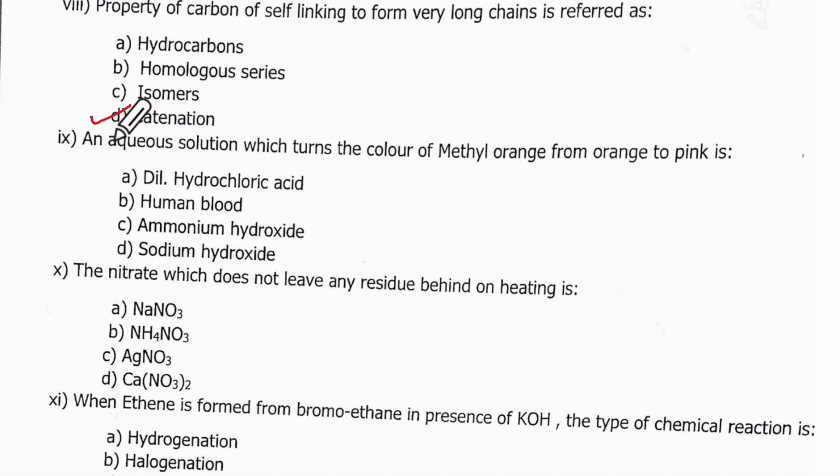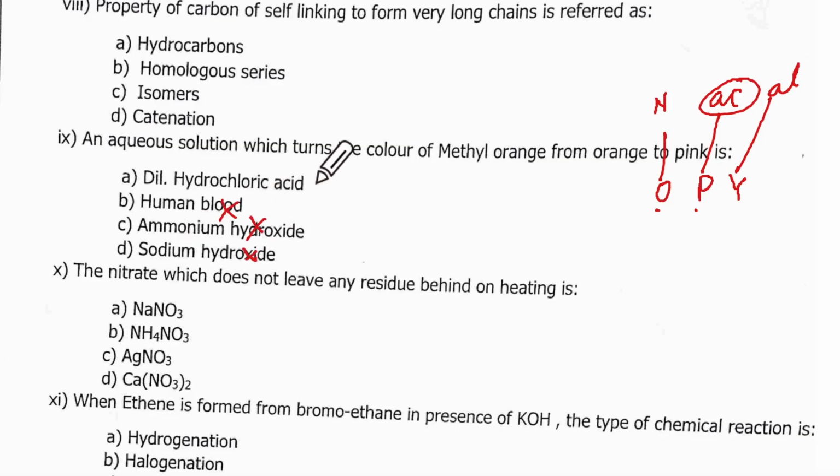The aqueous solution which turns the color of methyl orange from orange to pink. Remember methyl orange OP, and this was to be learned by heart. Remember I told you OP, CCP and PCP, correct? So if they ask you for methyl orange, just remember OP. This will be neutral, this is acidic, and this is alkaline. They are saying which one will turn from orange to pink, means acid. Where is the acid over here? Not this, not this, not this.